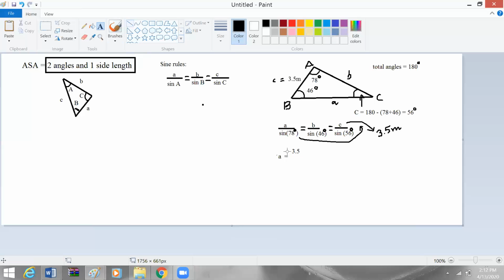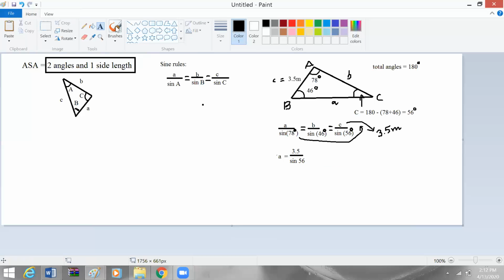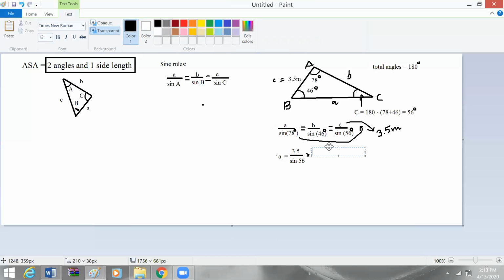This one will still be unchanged, we haven't done anything with that. So we divide by sine of 56 degrees, I apologize, not 5.6. And after that, we need to multiply by the sine of 78. You multiply both sides by sine of 78 degrees, so what we have here is the sine of 78 degrees.